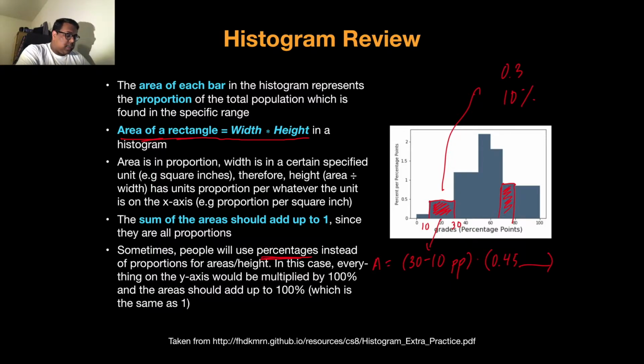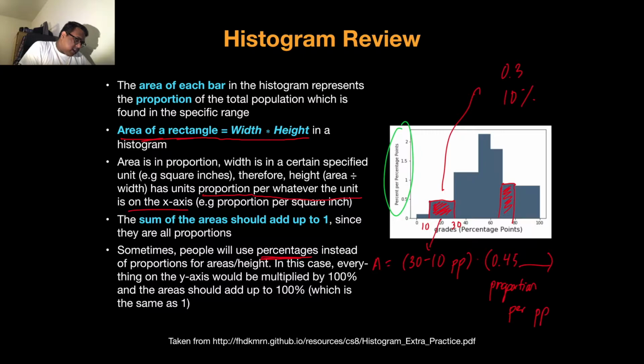So what units do we have to make our height have so that the area has no units? Since area is equal to width times height, the units that the height must have is proportion per whatever is on the x-axis. And it says that right here: proportion per unit of x-axis. So we could have proportion per percentage point. And you can see here that it clearly doesn't have proportion per percentage point. It actually has percent per percentage point.